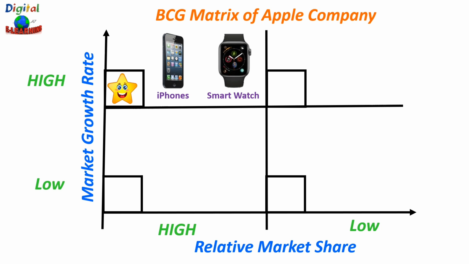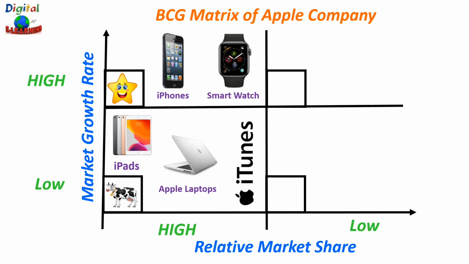These are the two products of the company which have very high relative market share and very high market growth rate as well. Now let us look at who are the cash cows here. Cash cows are the iPads, Apple laptops and iTunes. These are the products which have very high market share but the market growth rate is low.